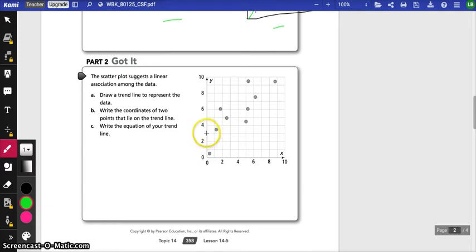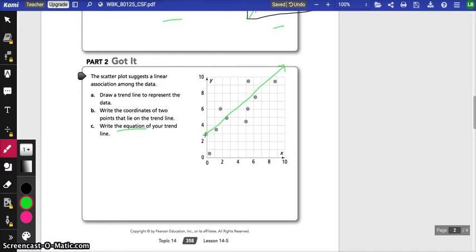So it would be something like, I'm going to start it here on this one, all the way up here. That could be a possible line. I didn't start it down here because it looks like most of my dots are going in this direction. They're not all the way down near the 0. So I did not choose to start it down there. I chose to start it here. And it says write the equation of your trend line. Okay, so this one, we're going to go back to slope-intercept form.